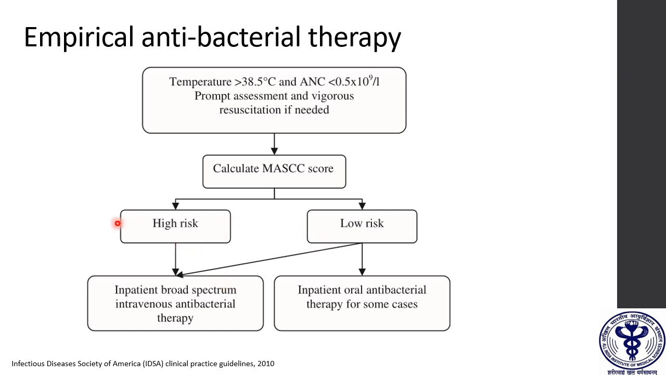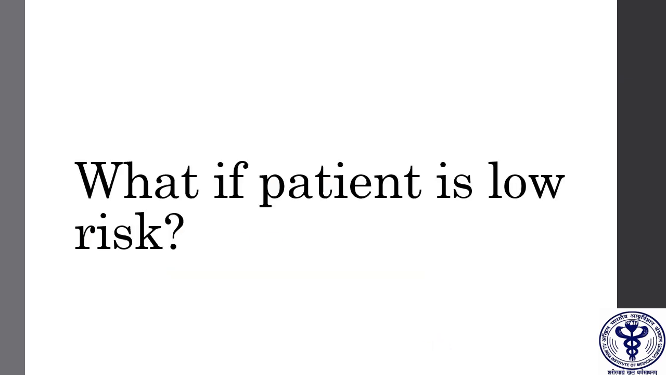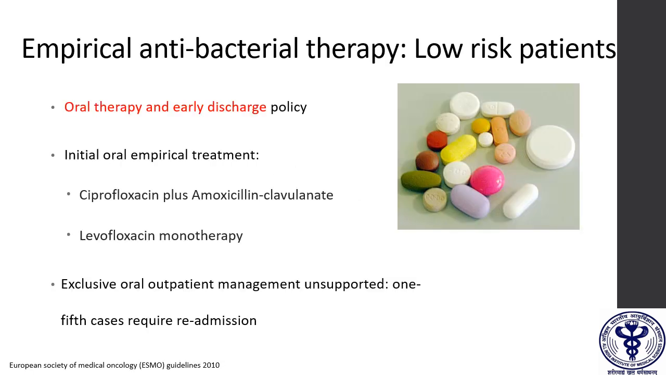So in all cases of high risk, there is no confusion. We have to start inpatient broad spectrum IV antibiotics. And in cases of low risk, this will depend on a case-to-case basis. It might be that we have to start inpatient oral antibiotic therapy in some cases and IV in some cases. So we will discuss each of these in turn. If the patient is low risk, then oral therapy and early discharge is the policy which is followed. We usually give Ciplox and Augmentin or levofloxacin monotherapy.